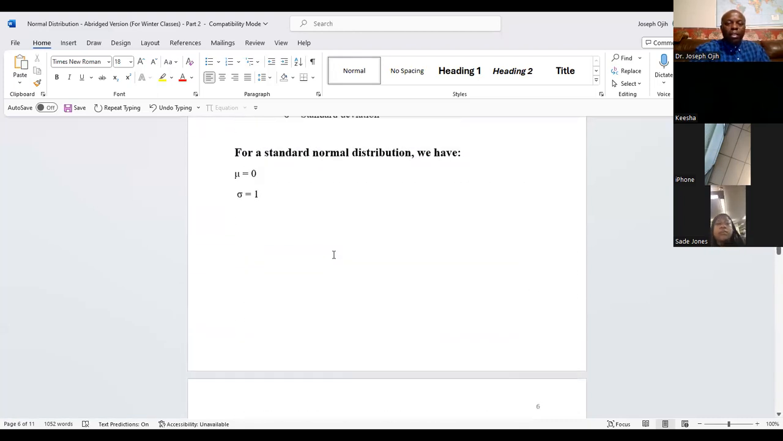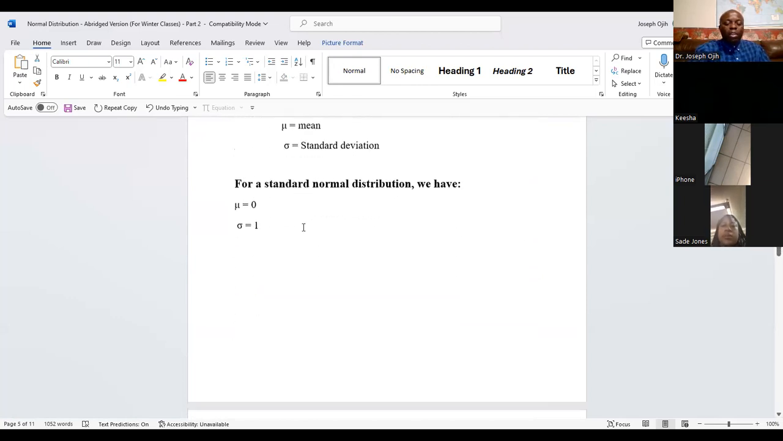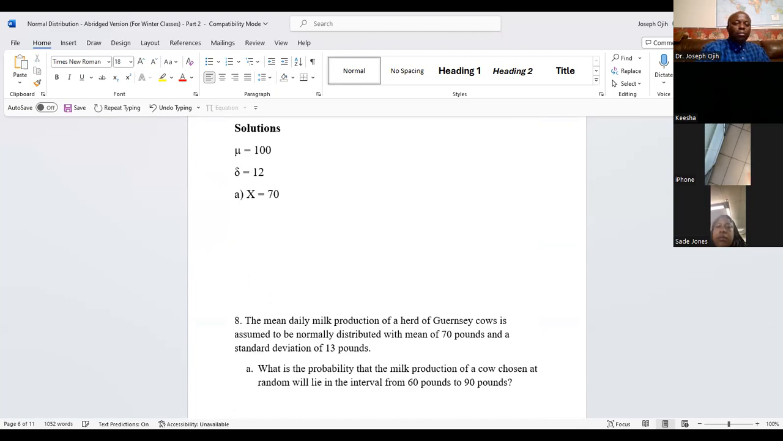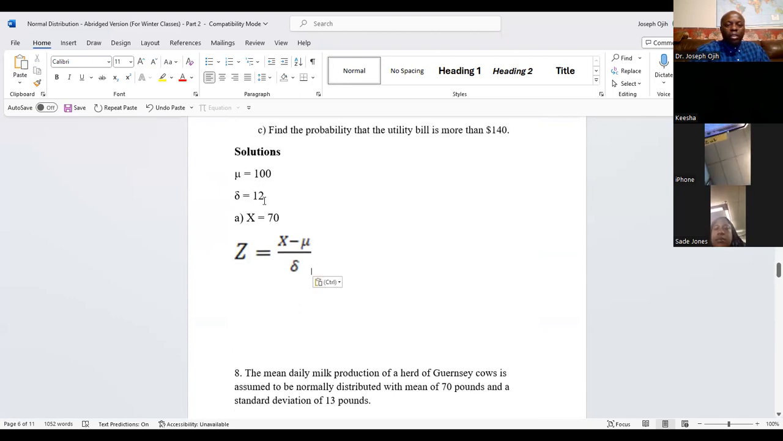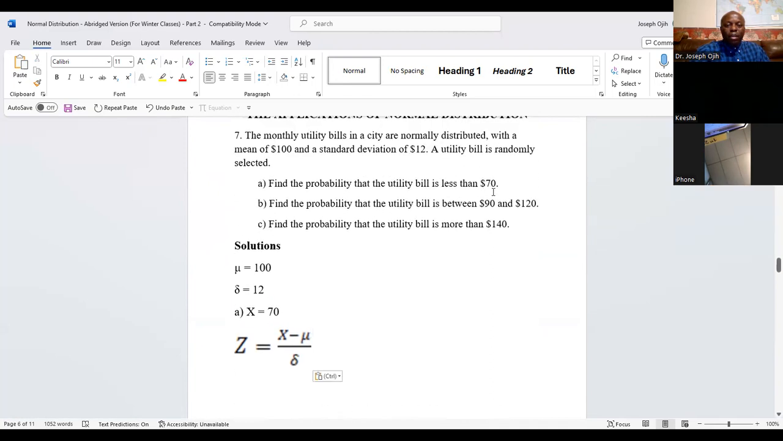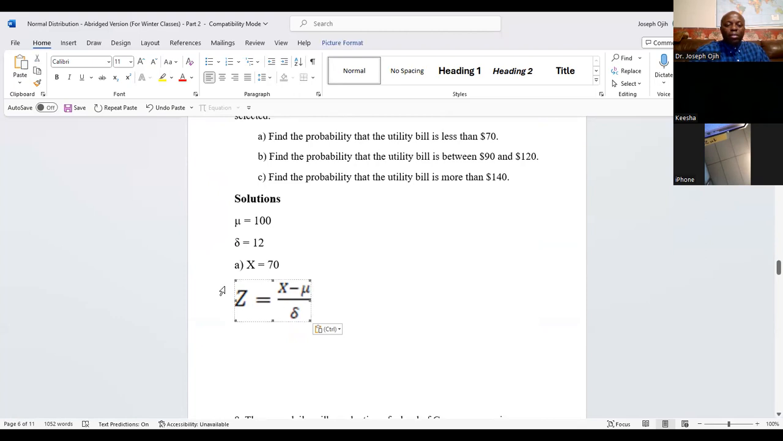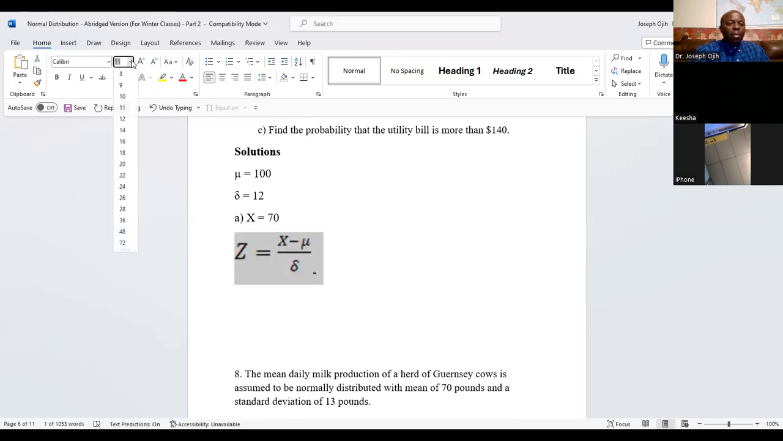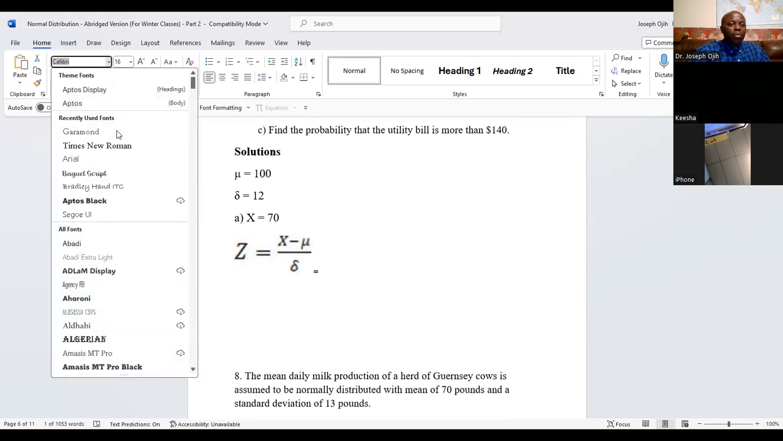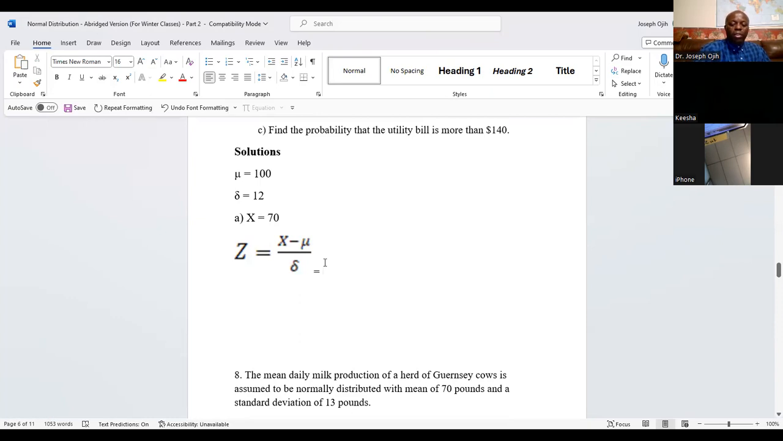Now we're going to transform it. Remember, I said you transform it using this formula here. So let's do the transformation. We have that the mean is 100, sigma is 12, that's the standard deviation, and then x for A is $70. I'm going to make this bigger, maybe 18, and we should be using Times New Roman, not Calibri. So you plug these numbers into this formula: x is 70, minus the mean of 100, divided by the standard deviation of 12.